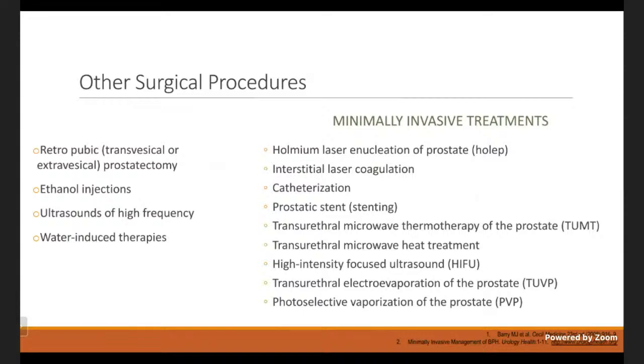Among other surgical procedures, we have open prostatectomy, which we are not doing much now because the morbidity is more, and there are minimally invasive methods available. For example, with laser, a prostate of up to 200 grams can be easily done.